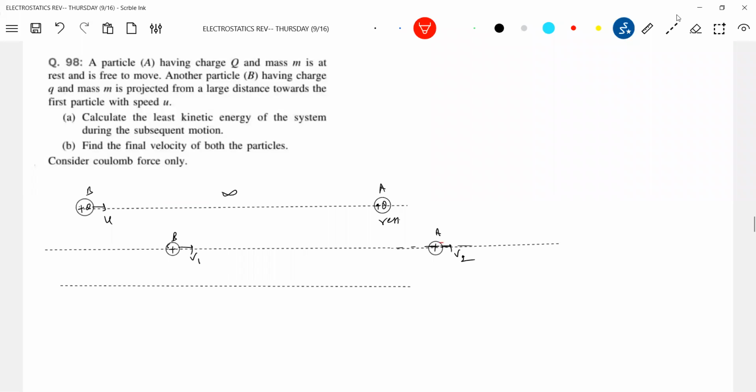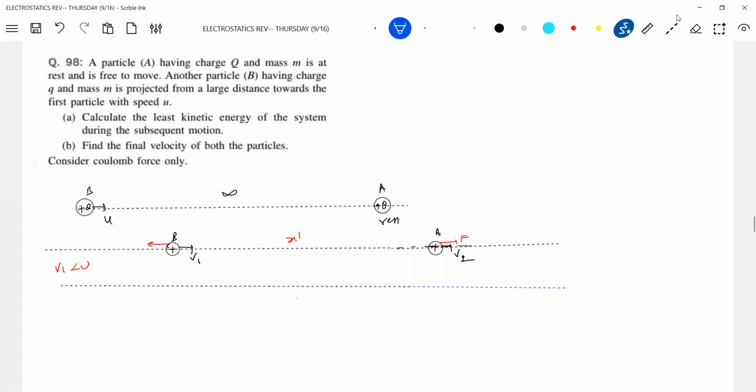v2, the repulsive force will be acting in this direction. Call this x dash something. Then at one instant, because of this, v1 will be less than u. So the speed of B will keep on decreasing, and the speed of A will keep on increasing. At one instant, both will have a common velocity.